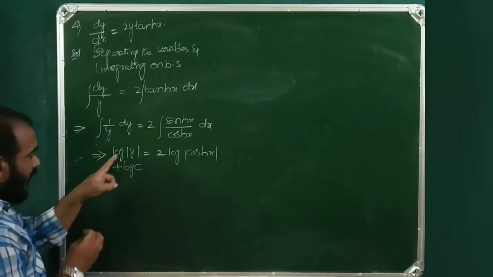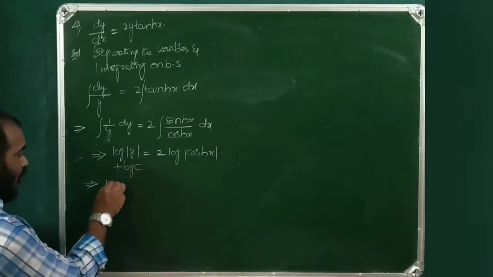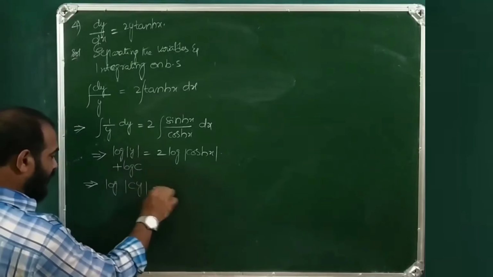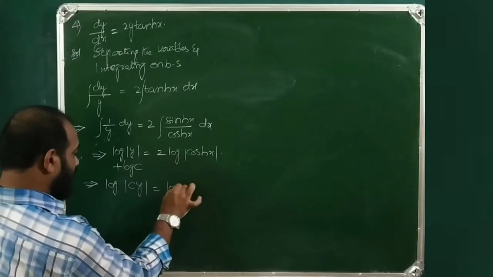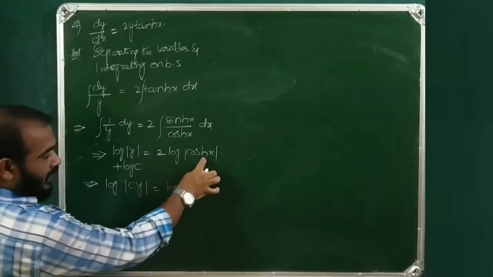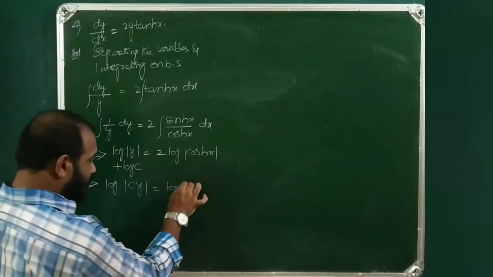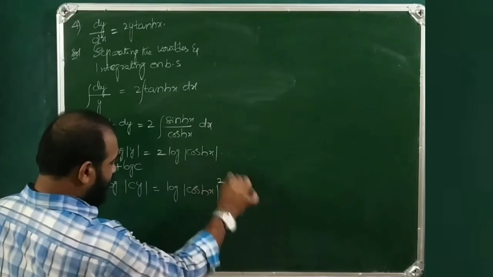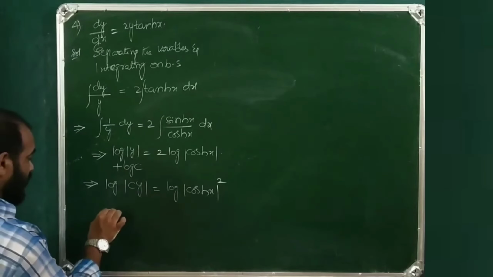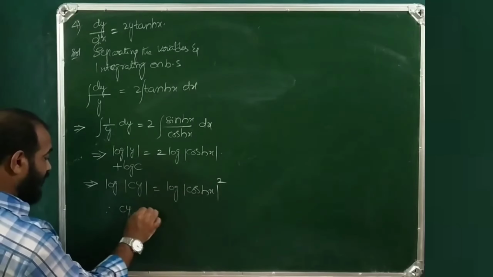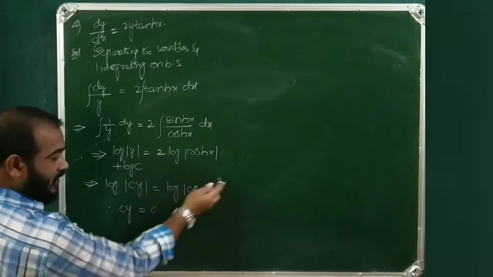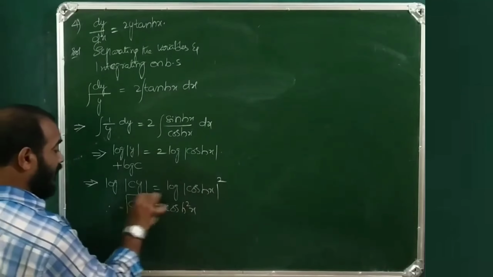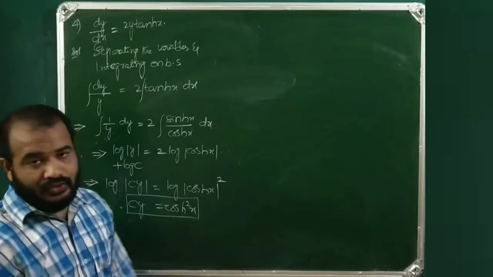So now log A plus log B is log AB. So log modulus of cy is equal to log (cosh x) whole square, using m log a equals log a to the power m. Therefore, cy = cosh² x is the required general solution.